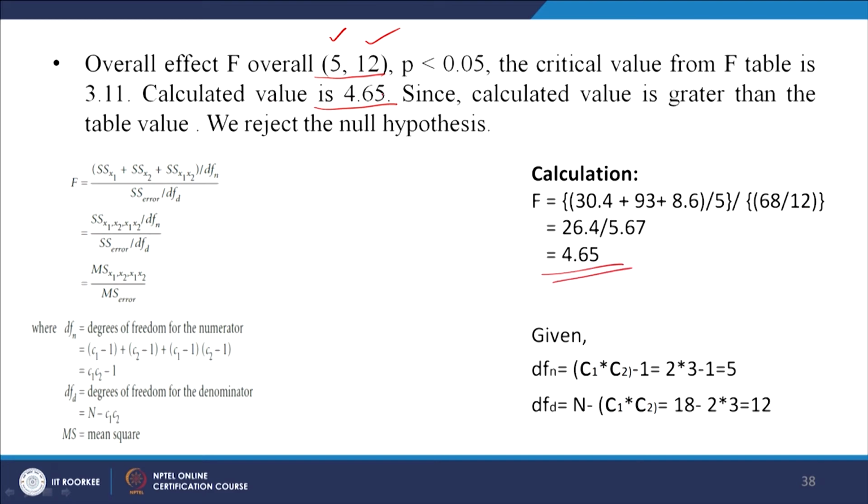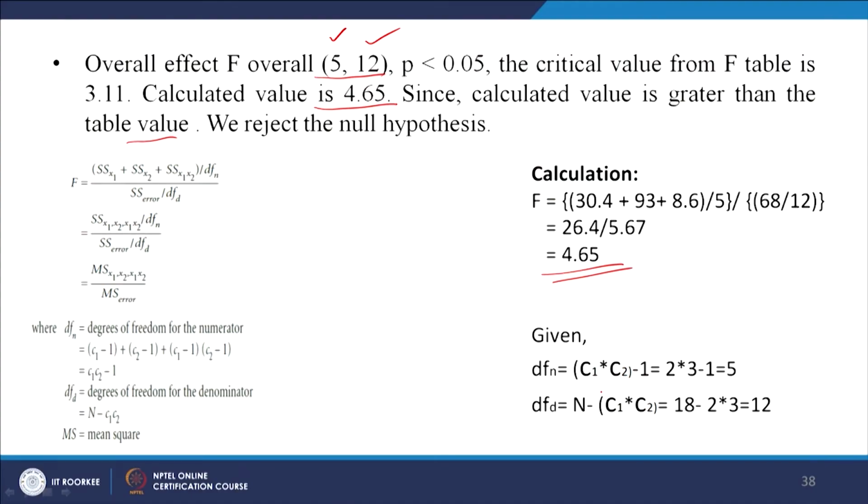Since this calculated value is greater than the table value, we reject the null hypothesis. What is my null hypothesis? That the overall model is not significant, that there is no impact. So the overall model is found to be significant, and the null hypothesis is rejected.